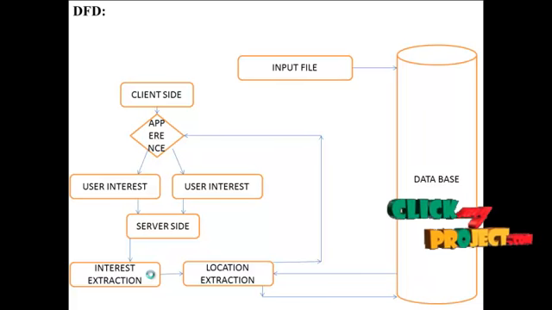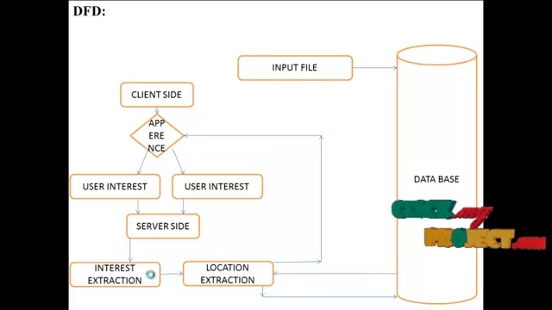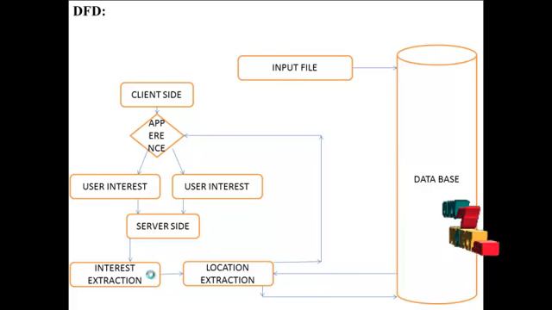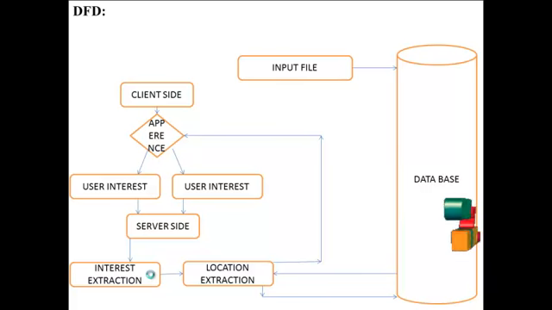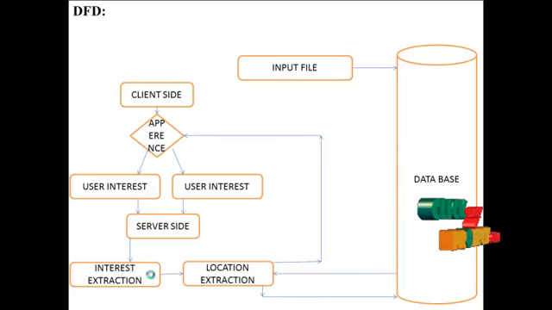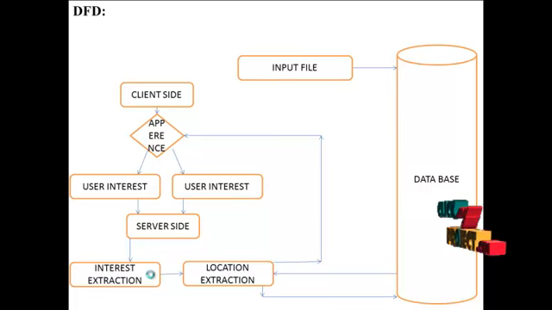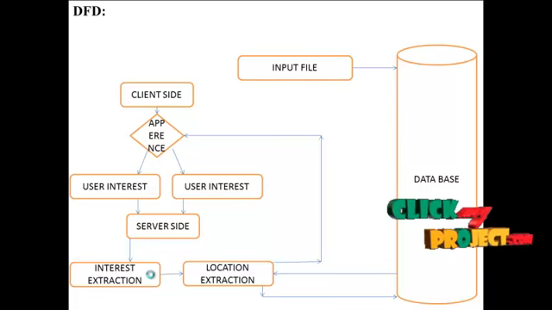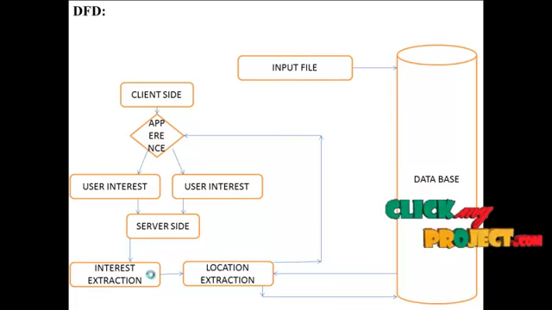Many users appear on the client side and they enter the needed keyword. It is split into two kinds of things. First one is user interest, second one is location. The user interest keywords are enlarged into a query and the location keywords are enlarged into a query. These queries are merged and sent to the server side.